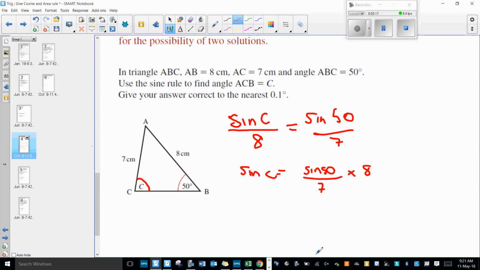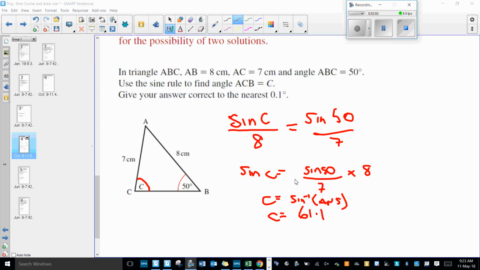So we've got this value here. We're trying to find the actual angle, so remember we need to use inverse sine because we need to find C itself, not sine C. So sine to the minus 1 of that answer. Okay, so C is, does anyone have an answer? Okay, so we have an answer of 61.1.